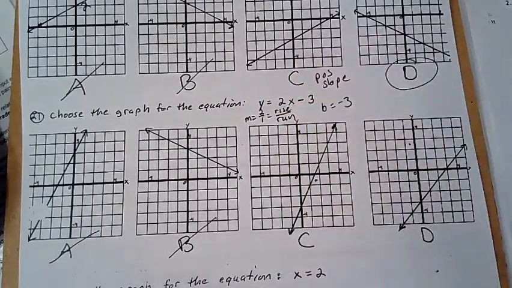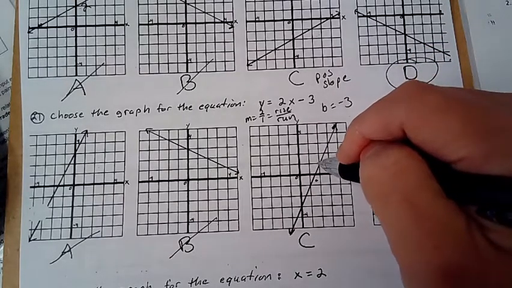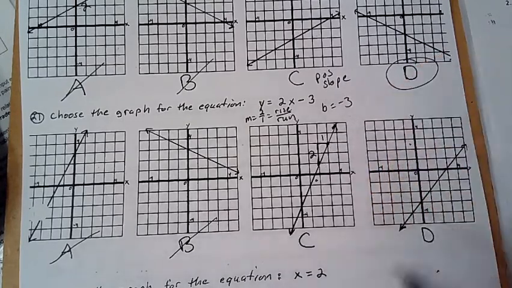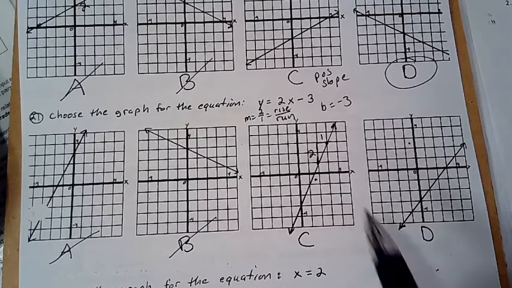Let's take a look at option C here. There's 2 points. There's 2 over 1. So there's my 2 over 1 for the rise over run. Option C.